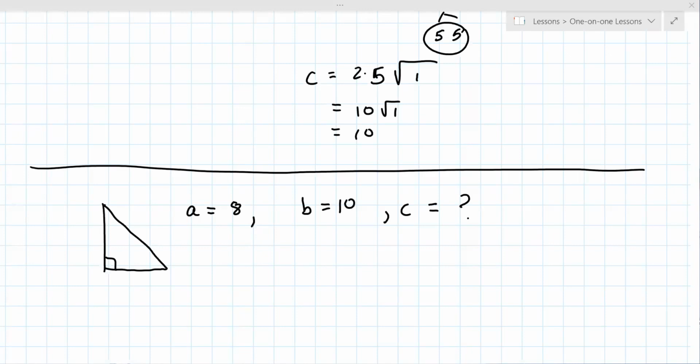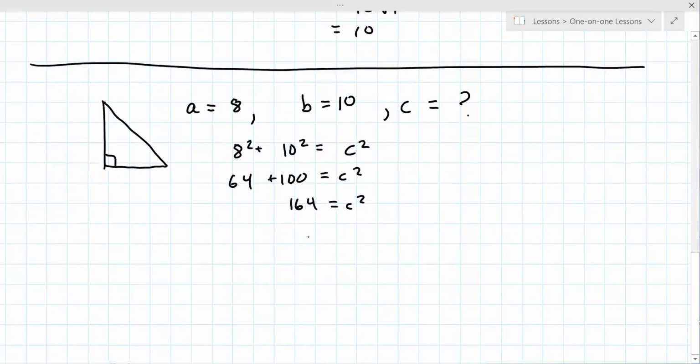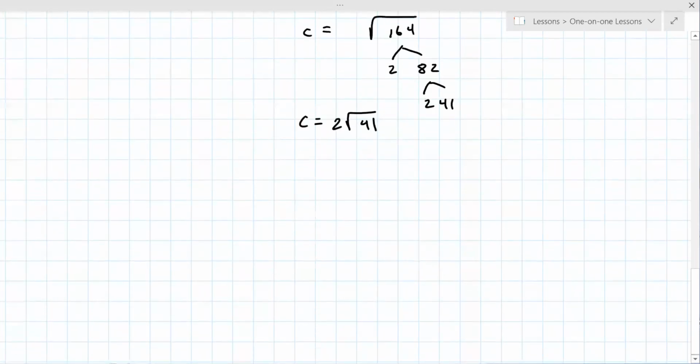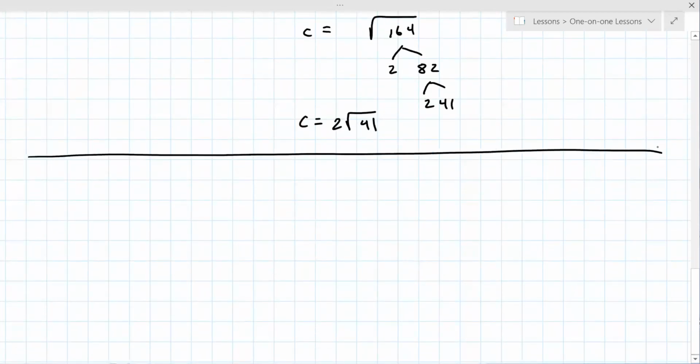Okay, I believe I have the answer. The answer here is that 8 squared plus 10 squared equals c squared. 8 squared is 64 plus 100 equals c squared. So you have 164 equals c squared, and you take the square root of that. If you break this apart, you get 2 and 82, 2 and 41. 41 is a prime number. You should get 2 square root 41 as your final answer. Yes, I did. Great.